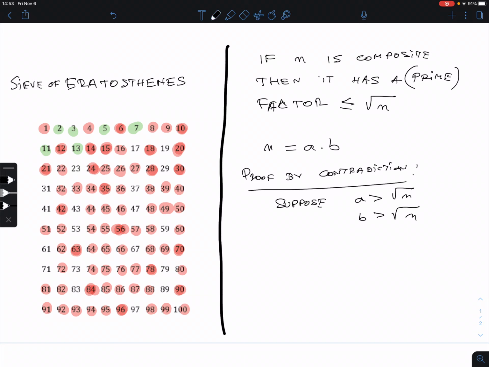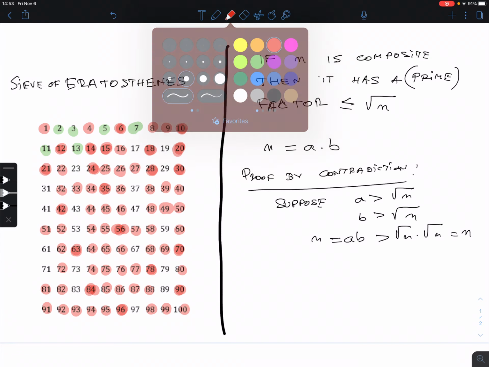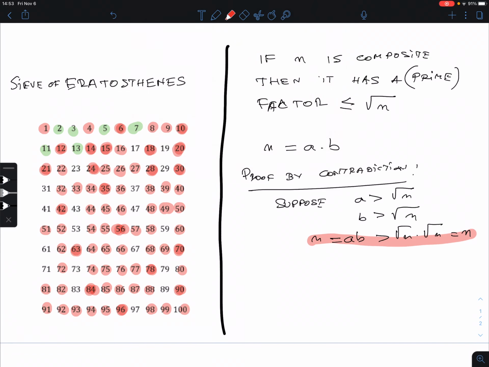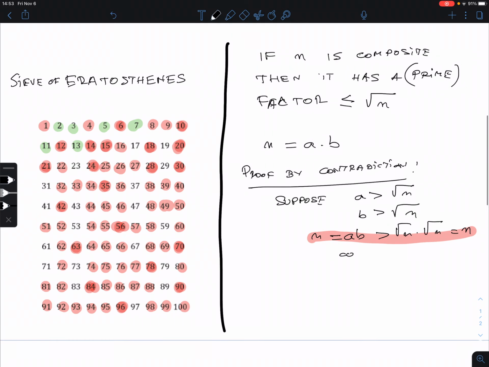But well, let's see what happens if I multiply them. A times b is bigger than radical n times radical n, which is what? That's n, right? And ab, well, by assumption that's n. Now I have here the silly statement, I'll put it in red because it's so silly, that n is bigger than n. And that is the contradiction. So that's very quickly the proof, so let me put a little box here saying I'm done with my proof, that there is a factor less than radical n.